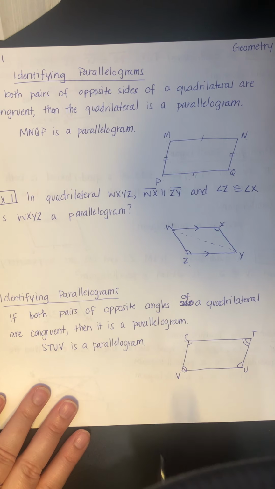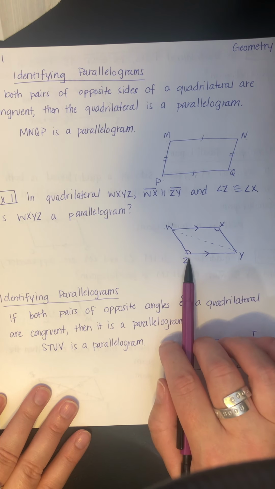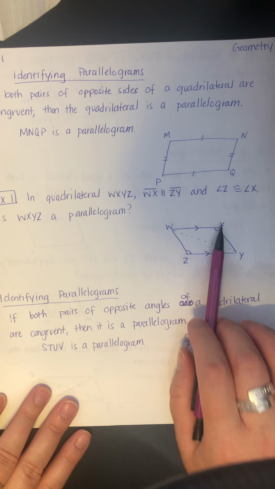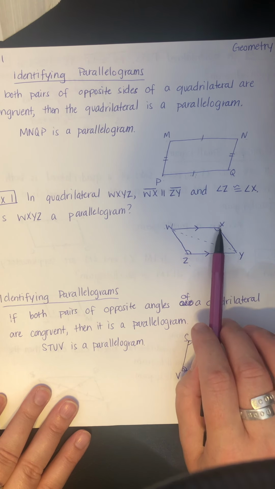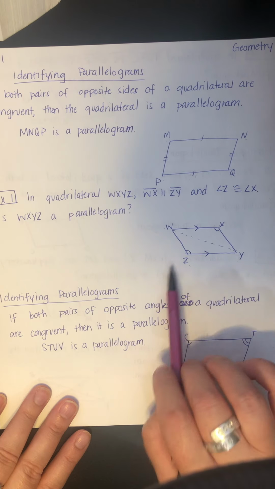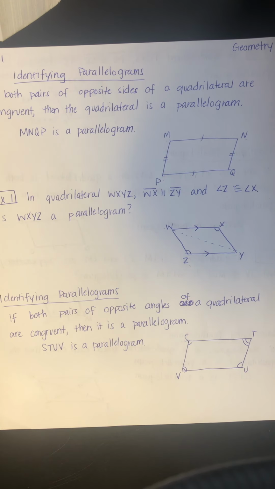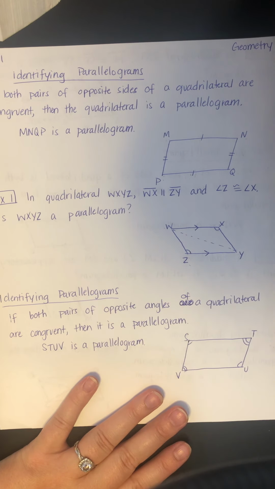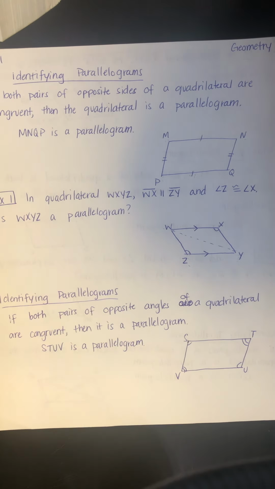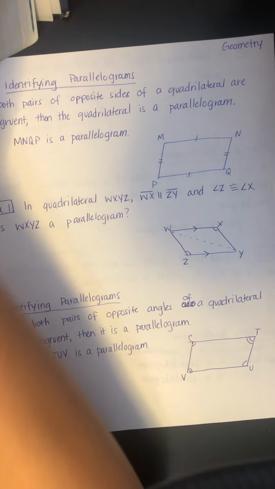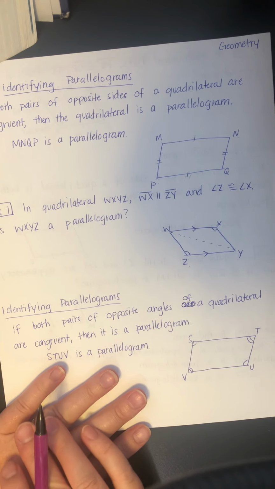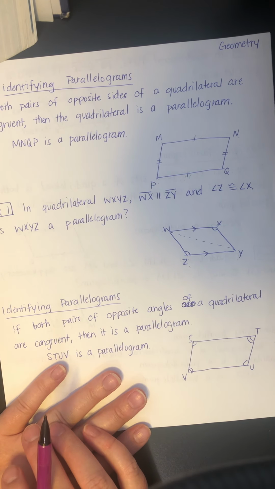It says, in quadrilateral WXYZ, segment WX is parallel to segment ZY, and angle Z is congruent to angle X. Is this a parallelogram? So this one, they tell about parallel sides, not congruent, okay? But we need to decide if this is a parallelogram. So you're gonna have to think back a little bit and use some things that you've learned in the past, okay?